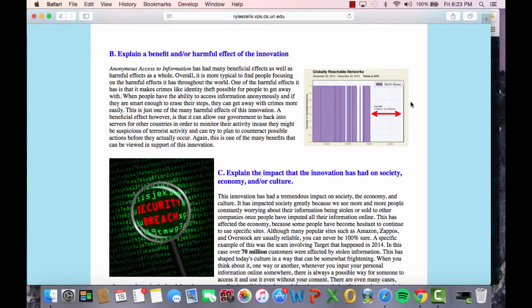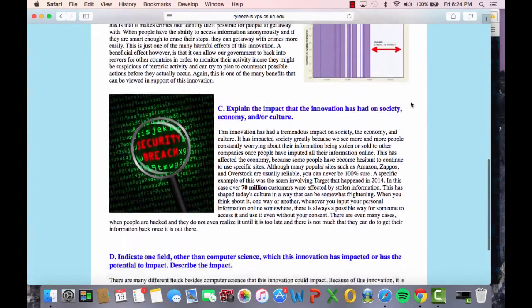With anonymous access to information, most people always focus on the harmful effects, meaning people have access to your information anonymously and can do things and get away with more crimes. However, a benefit is our government is able to hack into enemies' information in order to track suspicious terrorist activity and try and plan things to counteract possible actions before they actually occur.